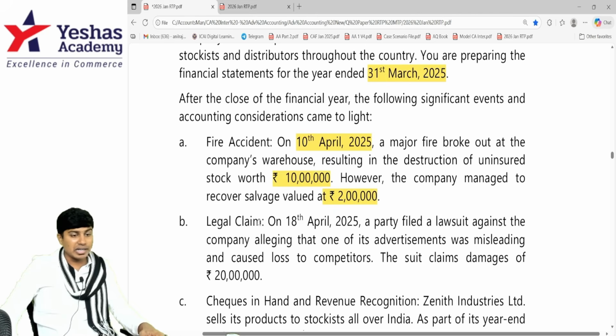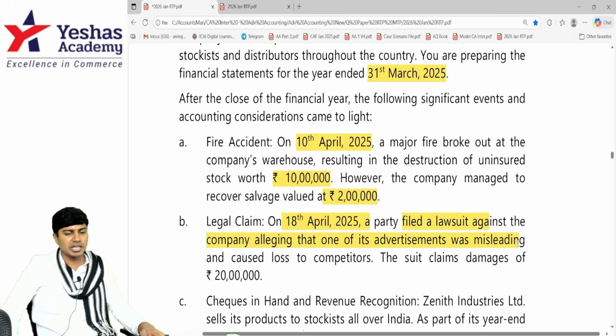What is happening in the second part? Legal claim. On 18th April 2025, a party filed a lawsuit against the company alleging that one of its advertisements is misleading. Oh my God. Could cause loss to competitors. The suit claims damages of 20 lakh. So someone filed a case on us on 18th April.